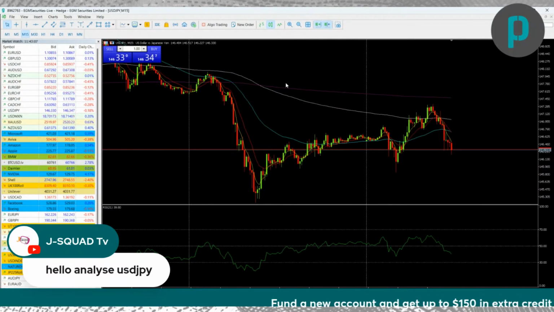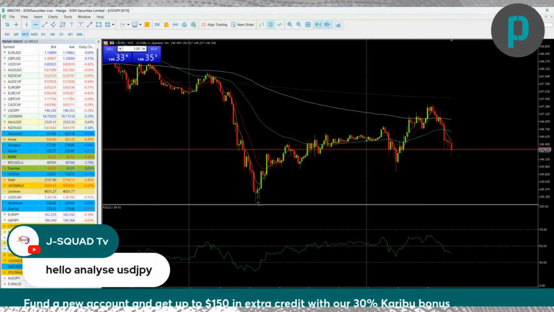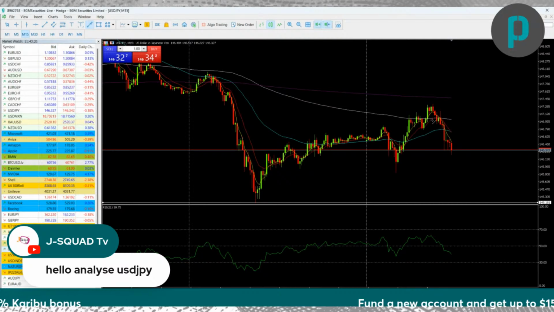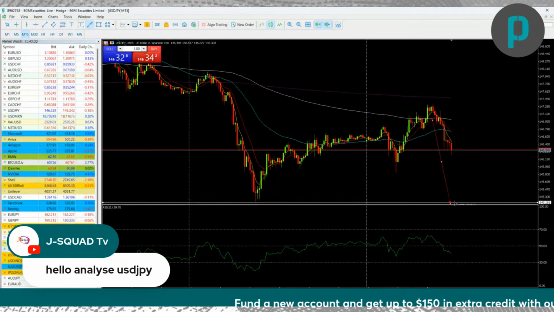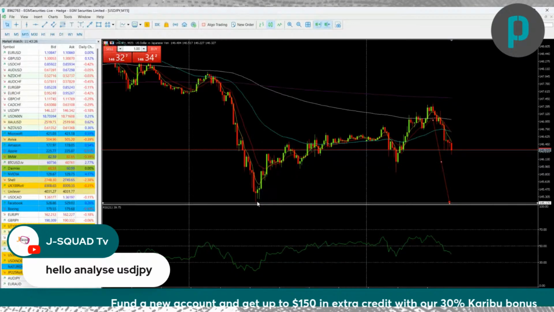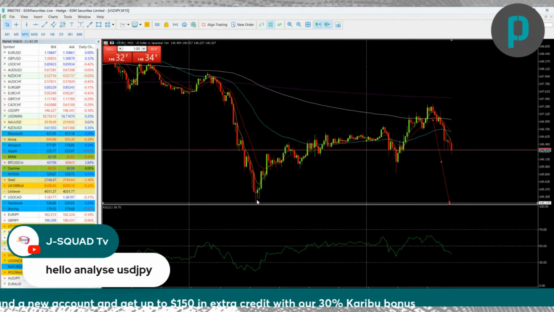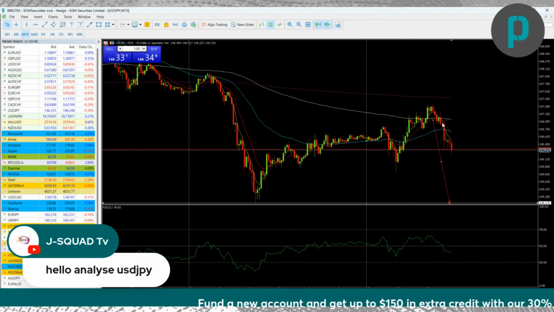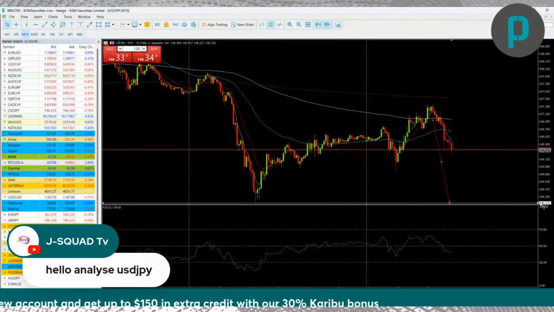Just like CADJPY, if you look at these pairs, the yen is the one that has been playing the moves over here. Sorry, that's low. I'm looking at the reason why I've mapped out this line over here. This is yesterday's low, the lowest price the previous day, right? So that's a potential area of support. However, more of an intraday, I'll be looking for shorts, JSquad. I'll be looking at shorts on USD JPY to this price level.